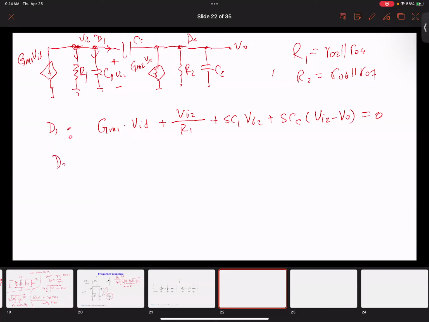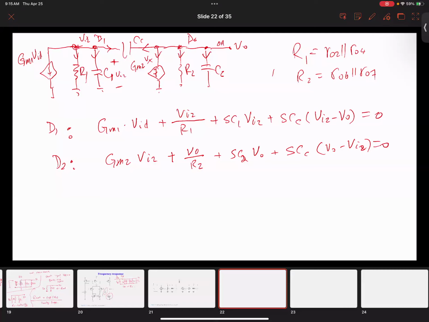So this is D1. At D2, we also have 4 currents, but right now there's no load resistance, so the current over here is 0. Okay, so then we have GM2 times VI2, that's 1 current, plus VO over R2 plus SC2 VO, and then we also plus SCC times VO minus VI2.